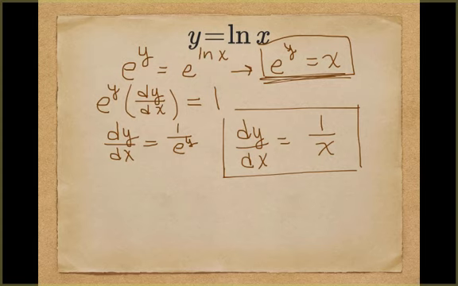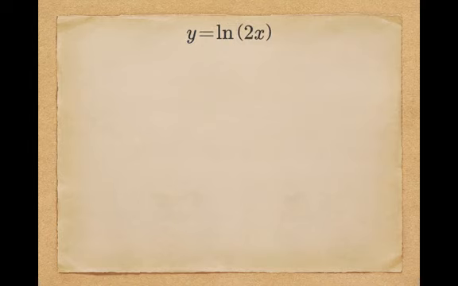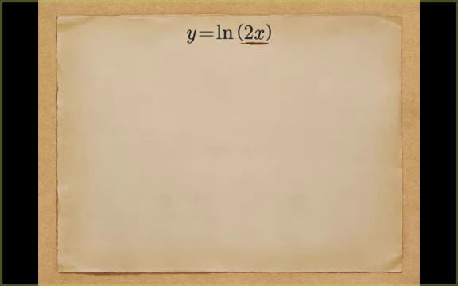So let's look at another example. So we have the natural log of 2x. Well, if it was just x, we would know it would be 1 over x. But this time, we have something else in here with our x. It's a 2. So we're going to have to use the chain rule. So in our chain rule, u is 2x, and u prime is 2.